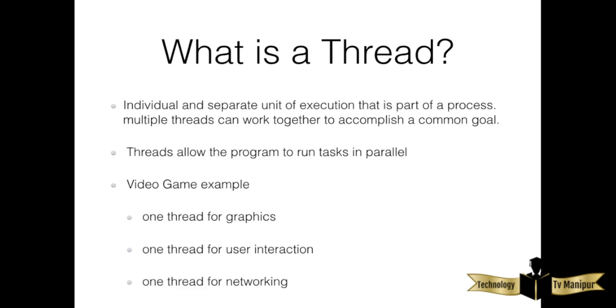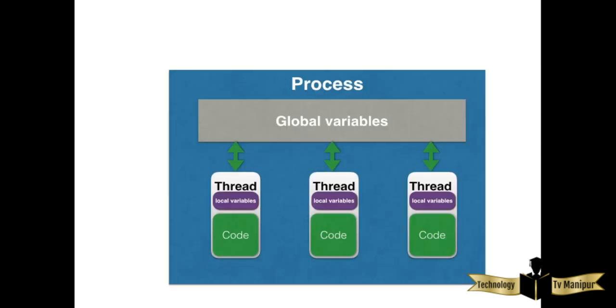So how does this video game handle those parallel tasks? A simple answer is threads. It can assign one thread for graphics, one thread for the user interface, and other threads for networking. So by using threads, the video game can always remain responsive and it can run those tasks in a parallel way. Now let me explain threads using this diagram, so you can see this whole blue box.